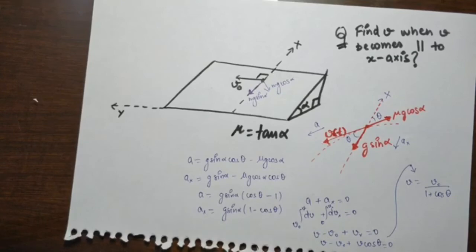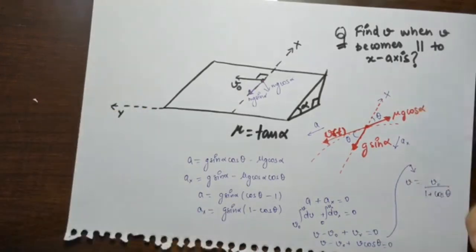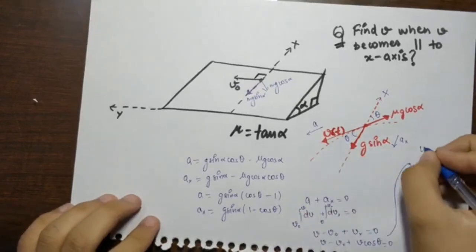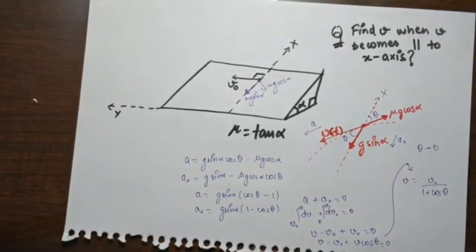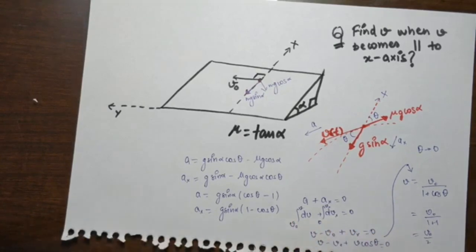So this is really interesting. Now it's the last step. When the particle comes parallel to the x-axis, this theta will tend to 0. When theta tends to 0, we put the value of theta as 0 here, and it will become v0 by 1 plus 1, which is v0 by 2. So that was the problem, and that's what it was asking. Okay, that's it. Thank you.